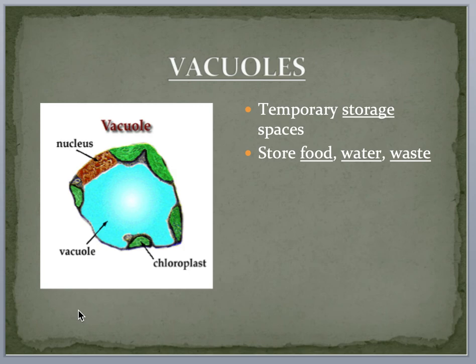Vacuoles. Vacuoles are temporary storage spaces that store food, waste, and water. They're usually small in animals and big in plants, but their primary function is to act as a storehouse for the cell. In this case, this is presumably a plant cell, so the vacuole has a bigger size. Yes, it is a plant cell because there's a chloroplast. If it was an animal cell, then this vacuole would be very small, probably smaller than this chloroplast.